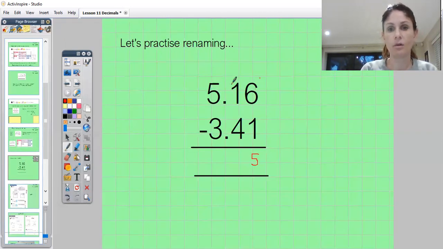So, I can't do 1 take away 4. So I'm going to need to regroup. I'm going to change that to a 4, and I'm going to bring 10 tenths over. Now, last time I made that a 10 at the top, but that was because this digit was a 0. Now, this digit is a 1. So I need to convert that into 11. That 1 there is this one here. I've popped it into my number. So now my new number is 11 take away 4. Well, I know that 4 plus 6 is 10, plus 1 more is 11. So it's 7. And then 4 take away 3. It leaves me with £1.75. Hopefully you've understood that.